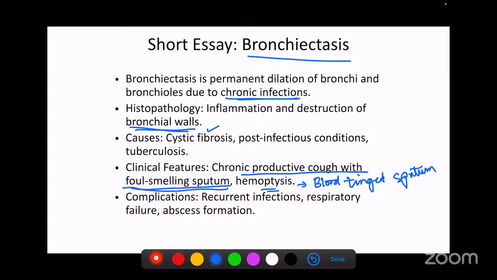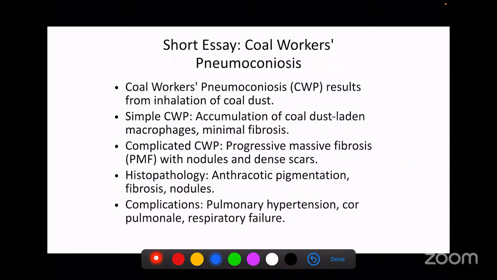Okay. So what are the complications of bronchiectasis? We have recurrent infections, respiratory failure, and also in later stages, abscess formation. So this is all small points about bronchiectasis. Now the next short answer question you have to know is coal workers' pneumoconiosis.